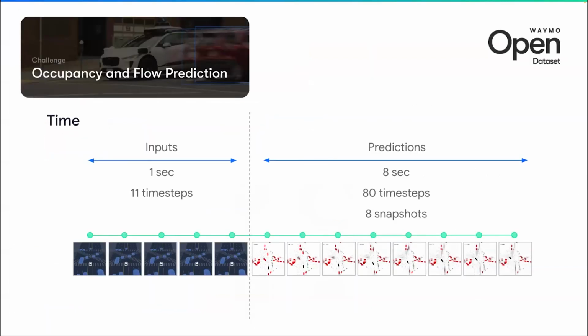So in the motion dataset, each scenario has 1 second of history over 11 time steps and 8 seconds of future over 80 time steps. For the occupancy and flow challenge, we predict a total of 8 snapshots from these 80 future time steps. So not every time step. And that's mostly to limit the size of the submissions that we need to receive. And these snapshots are 1 second apart.